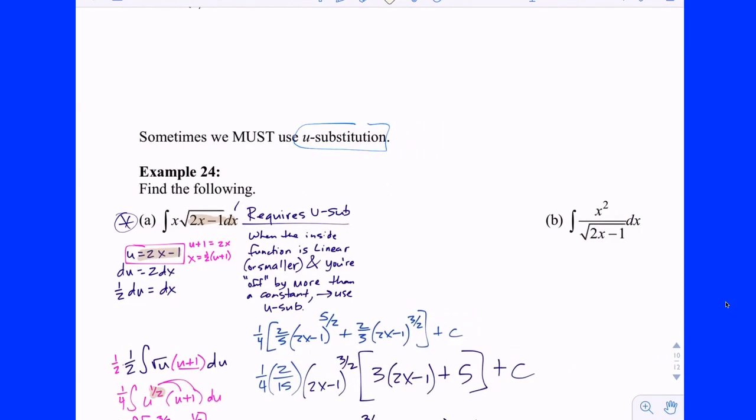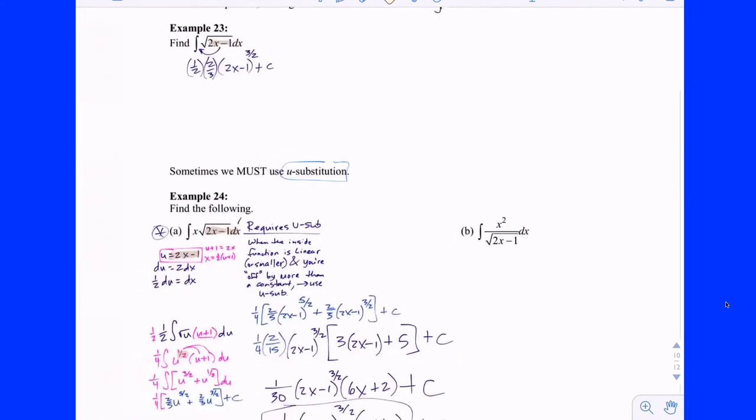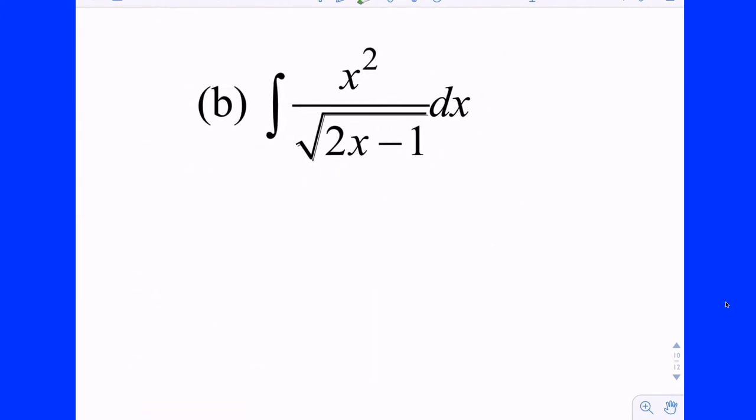So let's look at example 24b. Hopefully when you walk up, you see you have a quotient of two variable functions, and you would gravitate towards 2x minus 1 to be your inside function. You check to see what its derivative is, and you're like, I got a 2. That's not the right 2, though. The 2 would be here, which is not a problem, but you don't generate the x squared. You're off by an x squared.